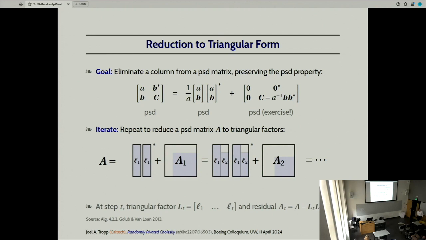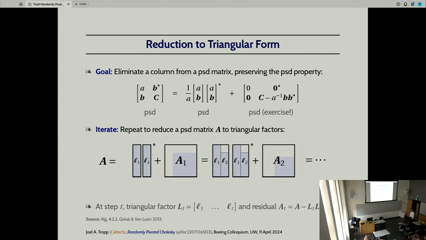It's hard to understand all of this at this rate of presentation. As a quick note, I'll say that the triangular factor after t steps consists of these vectors L1 up to Lt that we've been peeling off using this process. And the residual is the initial matrix minus the current triangular factors.